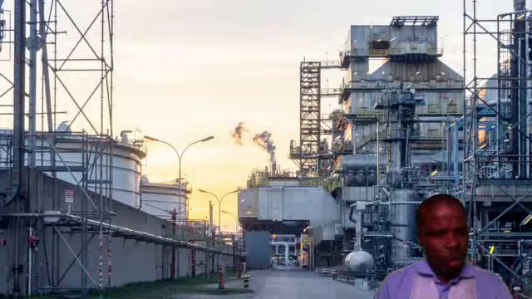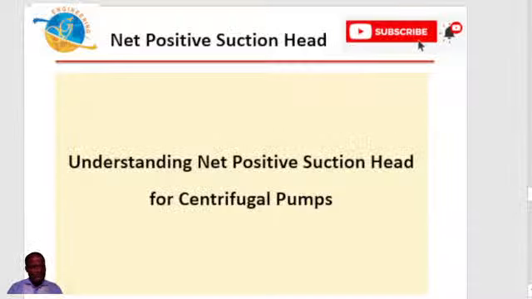For tonight, we are going to be looking at, in continuation of the basics of centrifugal pumps from a detail engineering perspective, another interesting area as far as centrifugal pumps are concerned. We are going to be looking at net positive suction head. Net positive suction head.